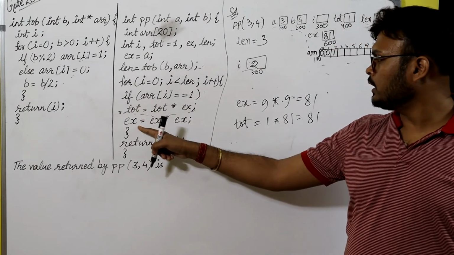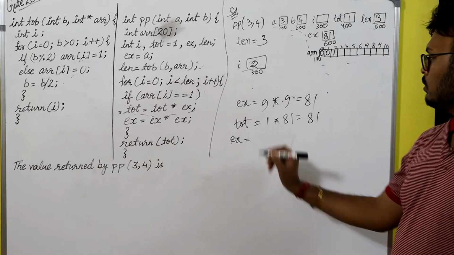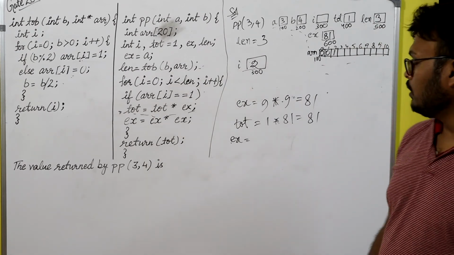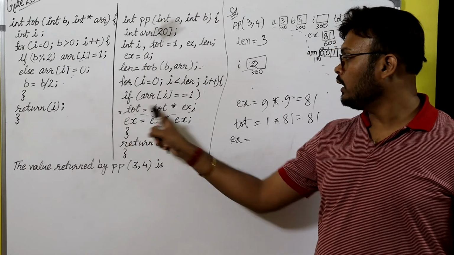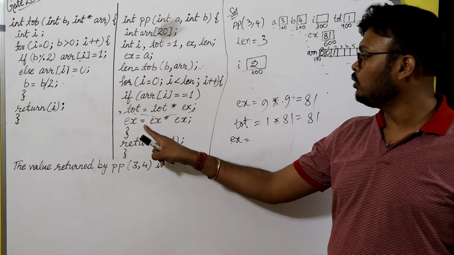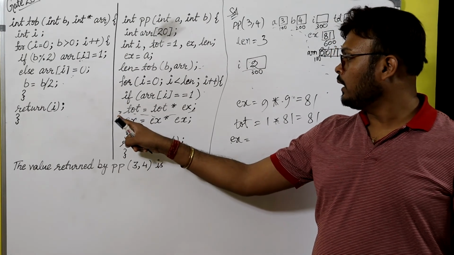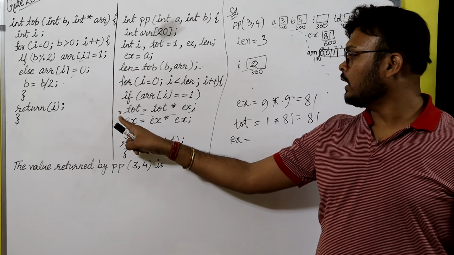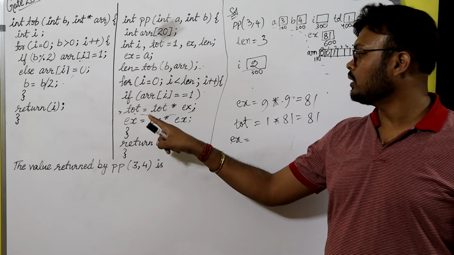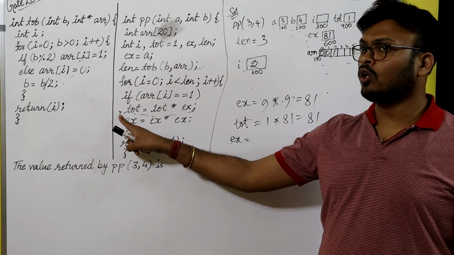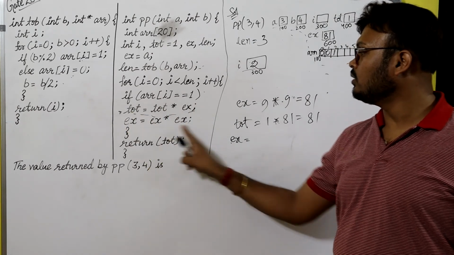So now let's come to this line, EX is equal to EX into EX. Okay. So just be careful with one thing. This is not an else part. Even after the execution of the previous line, you have to execute this line. If they would have written else here, then this statement would not have been executed after the completion of the previous line. But since else is not mentioned here, after the execution of that statement, you have to execute this statement.